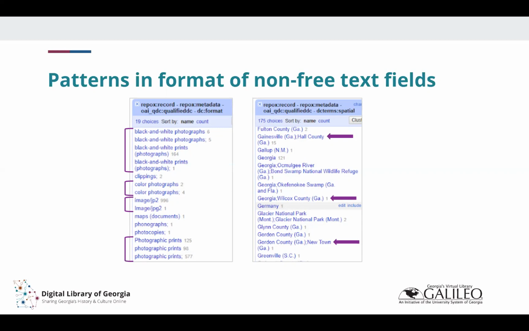Another good example of this is on the right. This is a spatial location field. And this is really great because the format of the locations are all the same. It looks like Library of Congress headings. It is a place followed by a state in parentheses. But if you look at the top arrow, it is city followed by county. The middle arrow is state followed by county, and the third arrow is county followed by city.